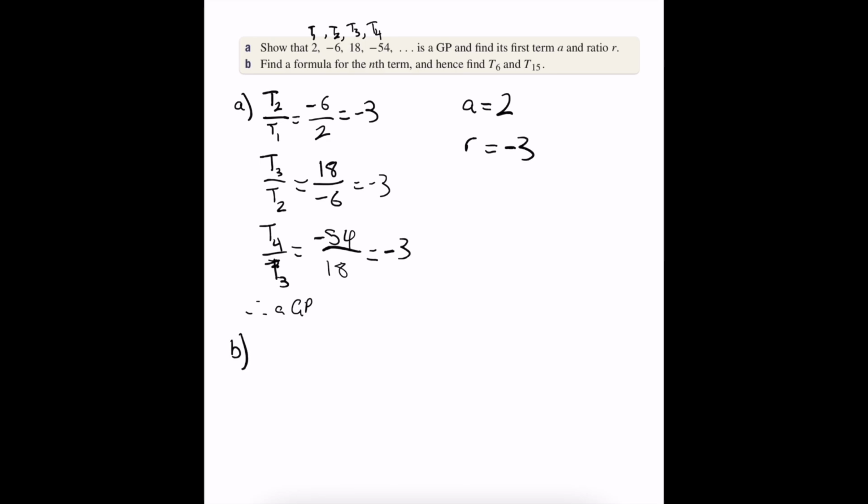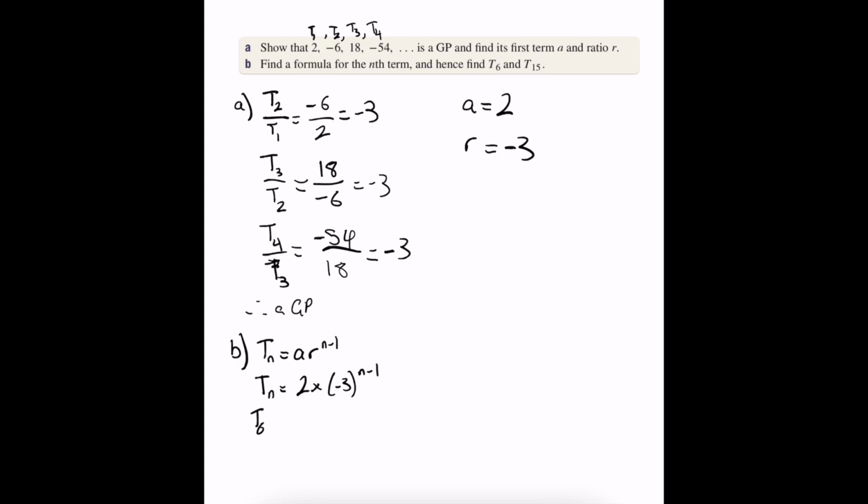Now part B says find a formula for the nth term, and hence find T6 and T15. So T6 is the 6th term, and T15 is the 15th term. We know that Tn is equal to A times R to the n minus 1. So we can plug in our values. And that's our formula for the nth term.